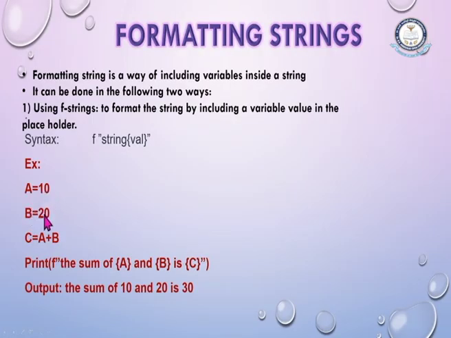In this example, you can see we have two variables, a equal to 10 and b equal to 20, and we are adding these two values, a plus b, stored in c. Now I want to put these values in the text: sum of a and b is c. Wherever the curly braces occur, it is going to substitute the a value in the first placeholder, the b value in the second placeholder, and the c value in the third. That means the final output will be: the sum of 10 and 20 is 30. In this way you can format a string.